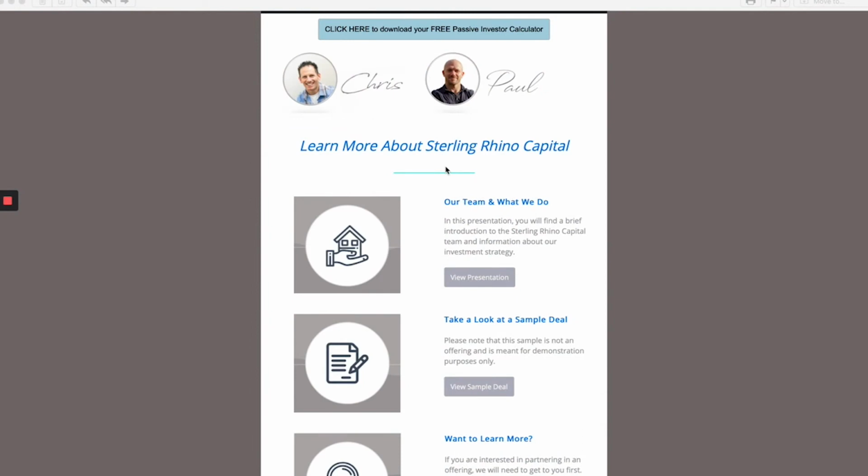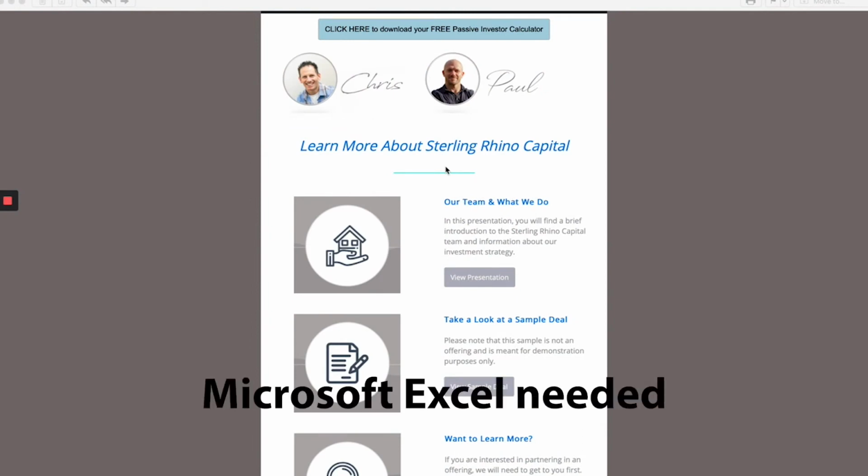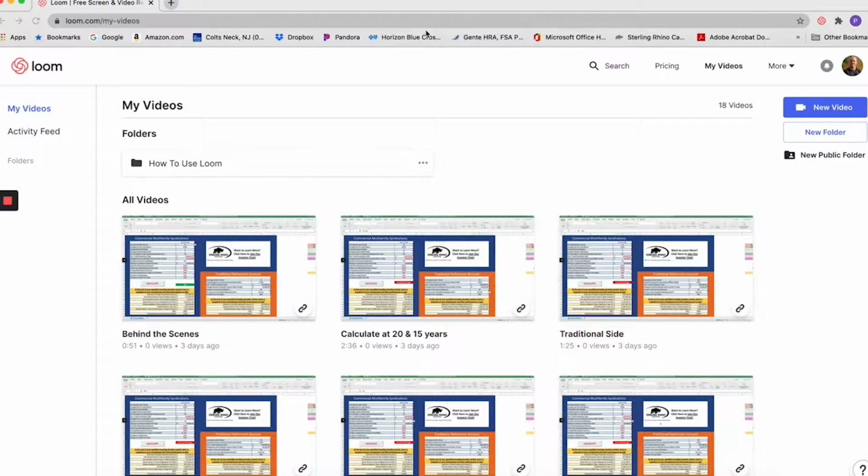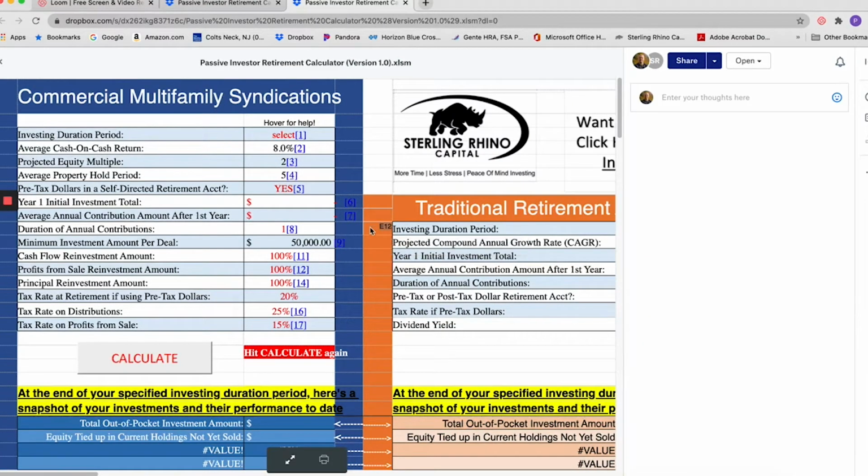The first thing you need to know is that this is a Microsoft Excel based calculator. You will need Excel on your computer to run this. And here I'm looking at the email you should receive from Sterling Rhino Capital with a button to download your free calculator. So I'm going to click that button. And I will be offered here a download from Dropbox. You need to download this from Dropbox onto your local hard drive.